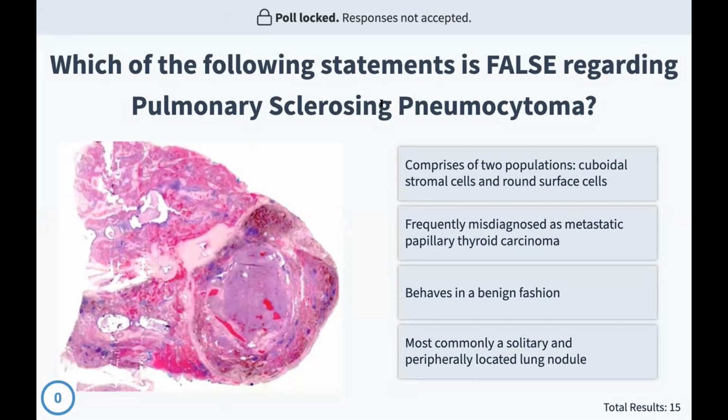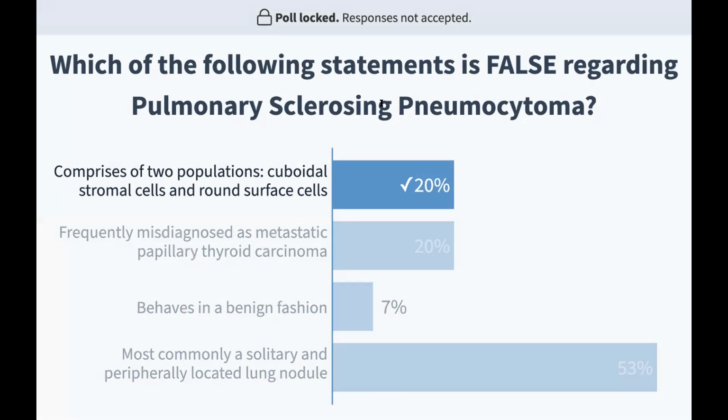Okay, time is up. Your correct answer is comprises of two populations, because it's round stromal cells and cuboidal surface cells. The rest are true.